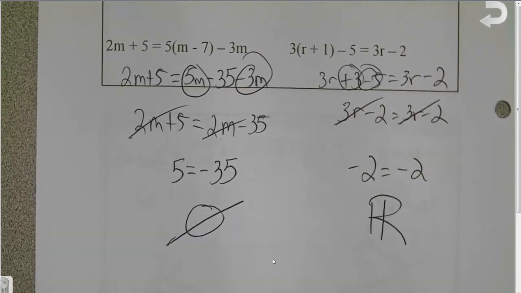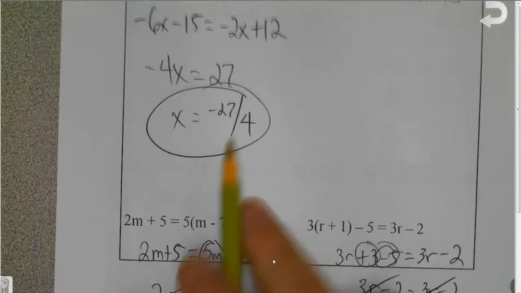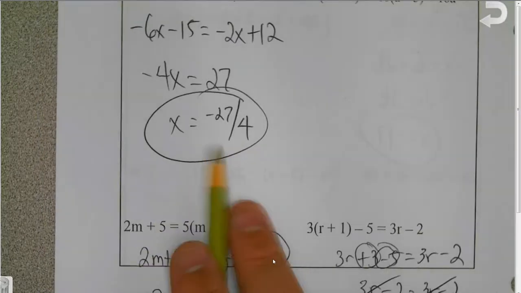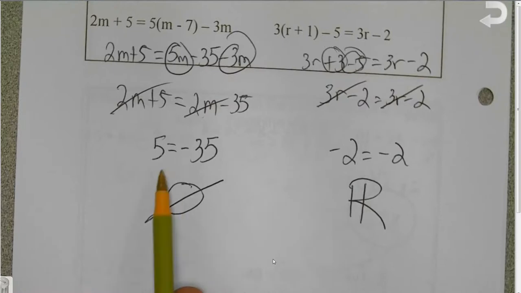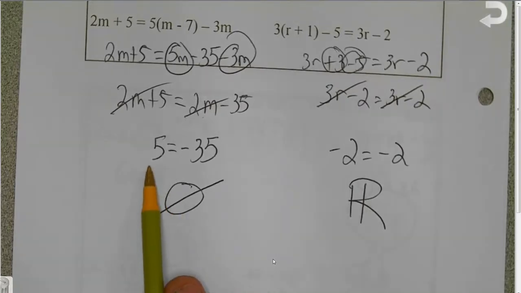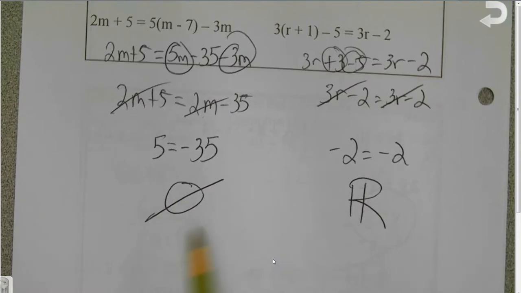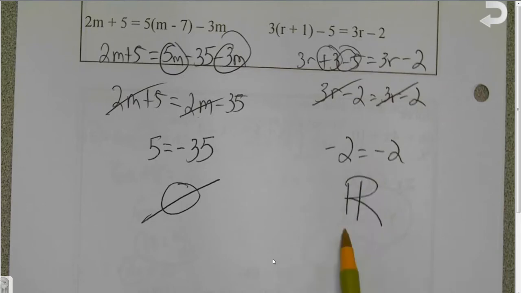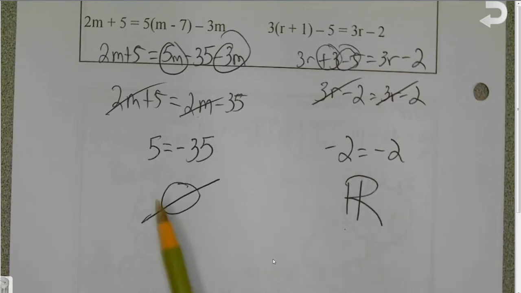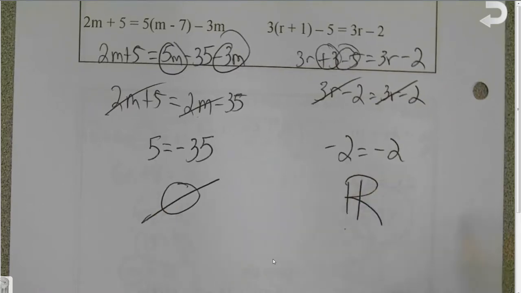So when you're doing your homework, about 95% of your answers will be a variable is equal to a certain number. But occasionally, you're going to get a situation where you'll have like 5 is equal to negative 35, or another number is equal to another number, and that's false. If a number ends up being equal to itself, that's all real numbers. No solution, all real numbers.